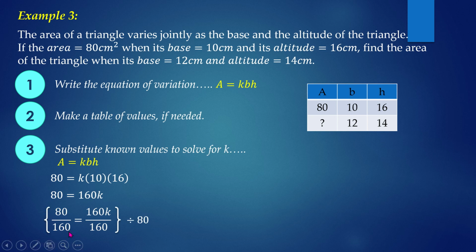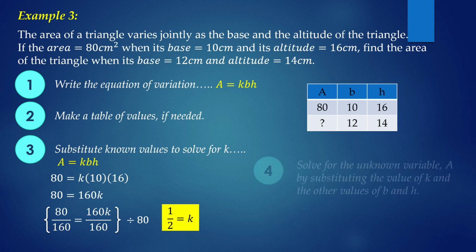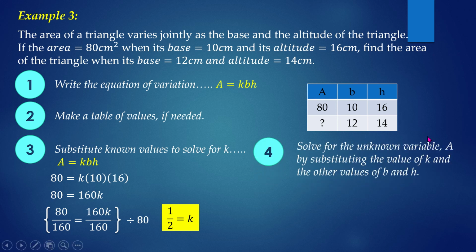Wherein, para ganina, to reduce the fraction 80 over 160, ang divisibility niya is 80. So pila ka 80 sa 80? 1. Pila ka 80 sa 160? 2. So the answer is 1/2. The value of k is 1/2. We will use the value of k to solve for the second value of A, which is the area. So solve for the unknown variable, which is A, the area, by substituting the value of k and the other values of b and h.